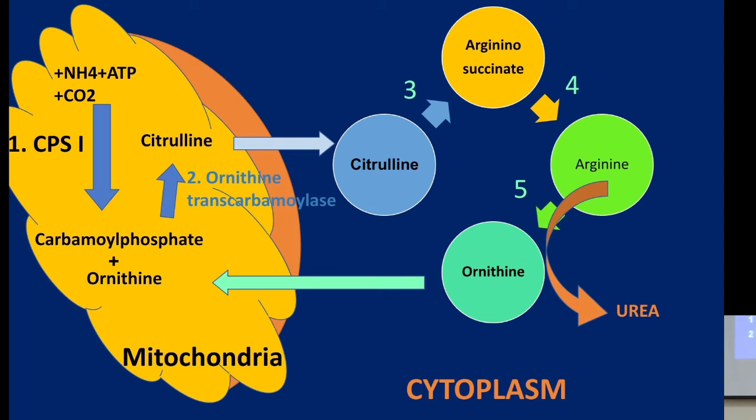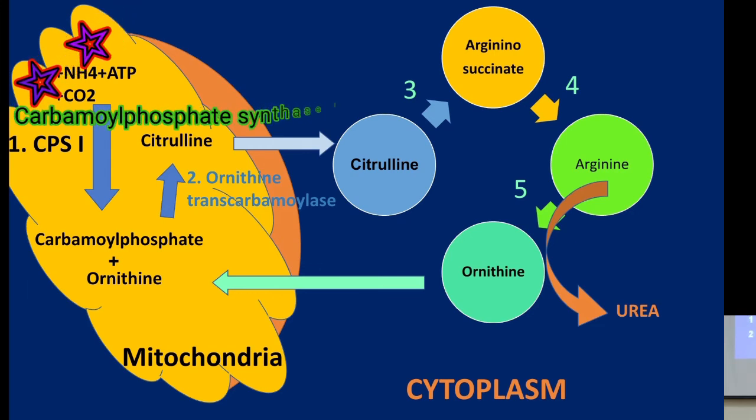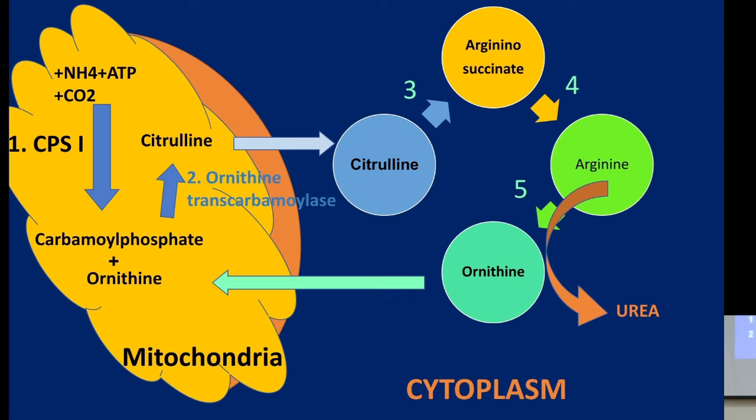Here are all the enzymes that you want to know. The first enzyme is by far the most important enzyme, and it's the rate-limiting enzyme. Carbamoyl phosphate synthase 1 requires CO2, ammonia, and two ATPs to form carbamoyl phosphate. The second enzyme is ornithine transcarbamoylase. That condenses ornithine with carbamoyl phosphate to form citrulline.